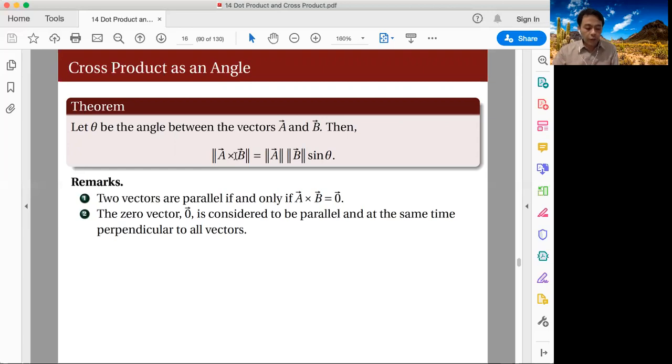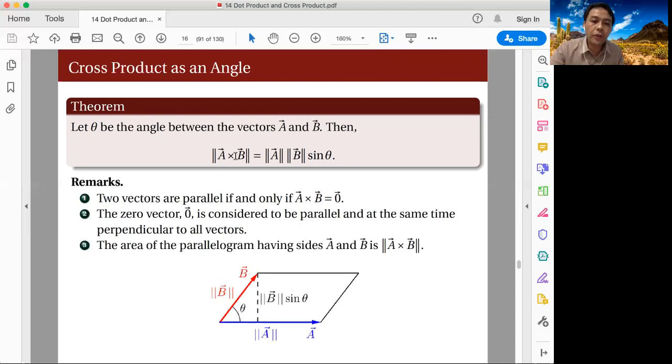Now, the 0 vector, by extending the definition of a cross product, is considered to be parallel and also perpendicular to all vectors. Because if you get the dot product of any vector with 0, the answer is 0. So they are perpendicular. If you get the cross product of any vector with 0, you also get the 0 vector. So they are parallel.